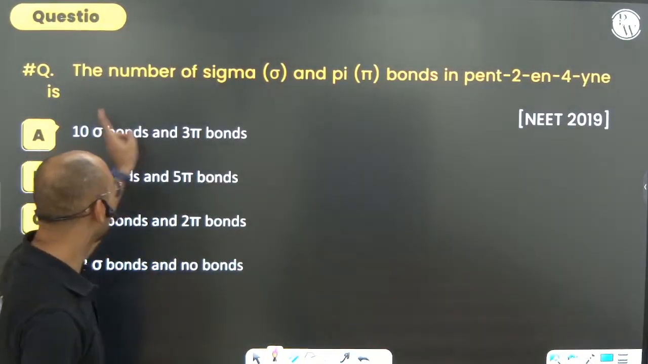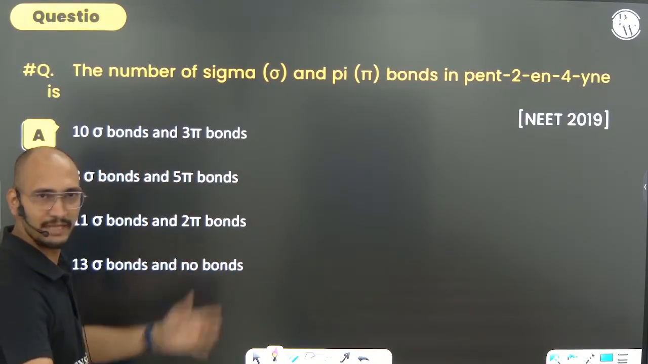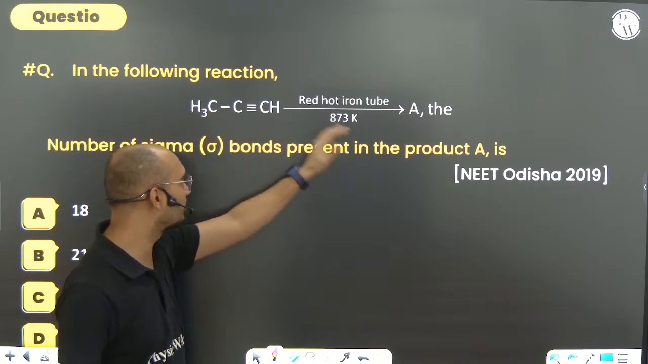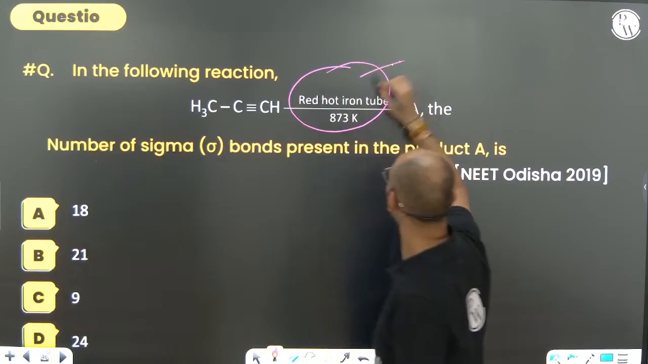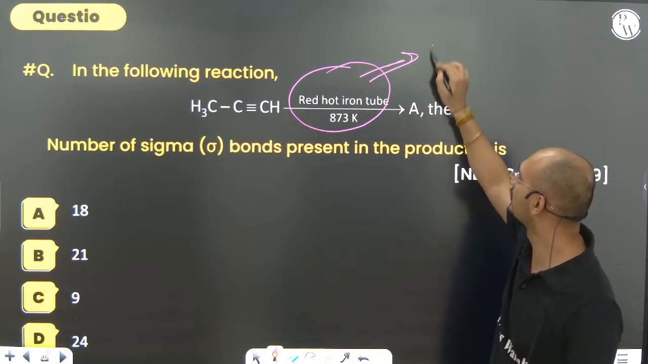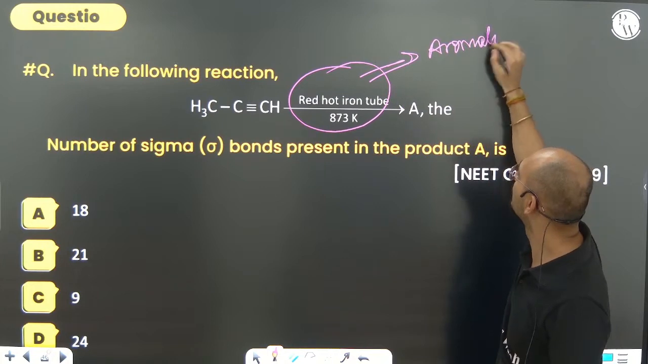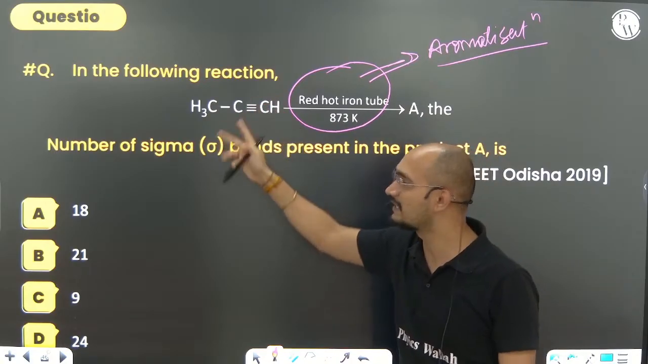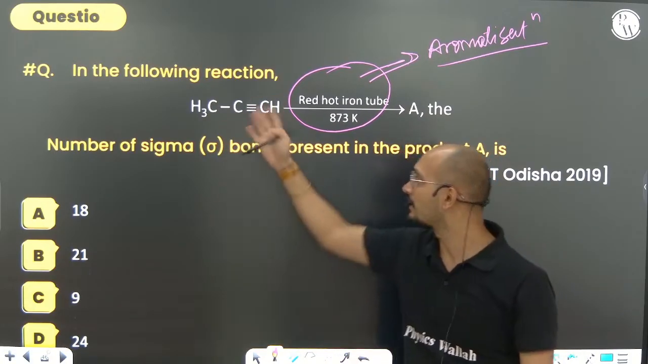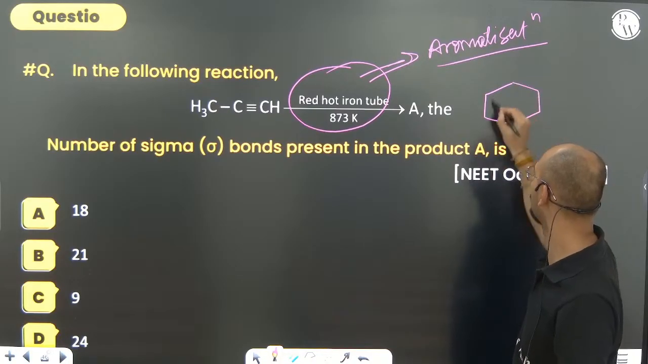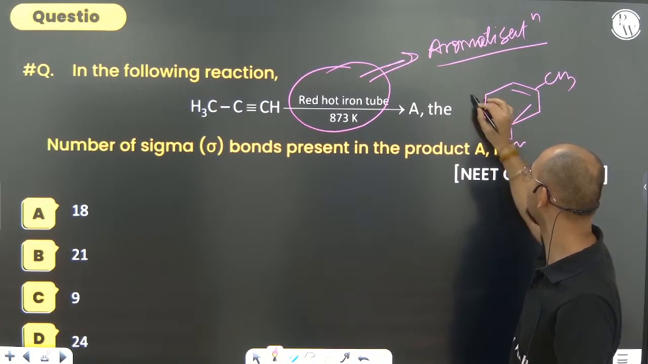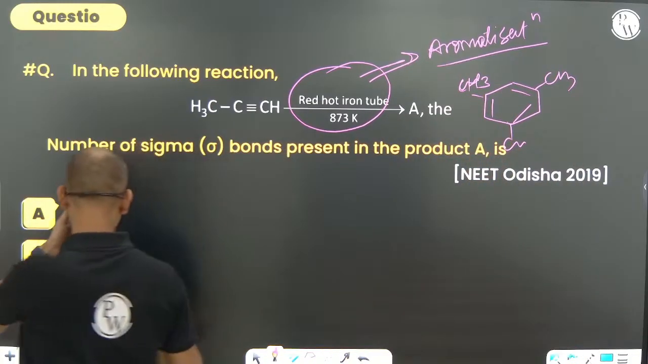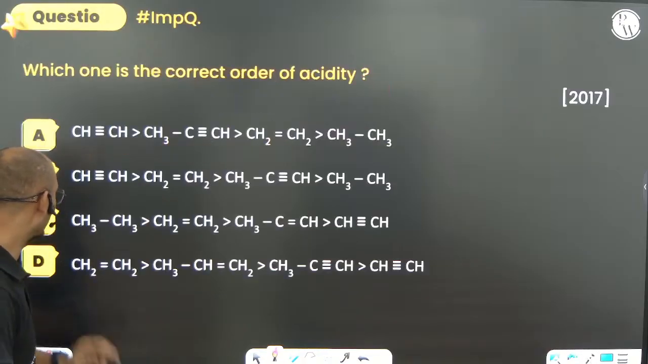Moving ahead. The number of sigma and pi bonds in pent-2-ene-4-yne, please make it and find out, not a big deal, you can do it, I know. In the following reaction, CH3 C triple bond CH, red hot iron tube. Please remember, whenever there is alkyne and this is given, it is for aromatization. If here it were acetylene, 3 moles of acetylene gives benzene. But if you take this, it will convert into a benzene ring with CH3 groups. You can just find out how many sigma bonds there are. That is something for you. You can do it, I know.